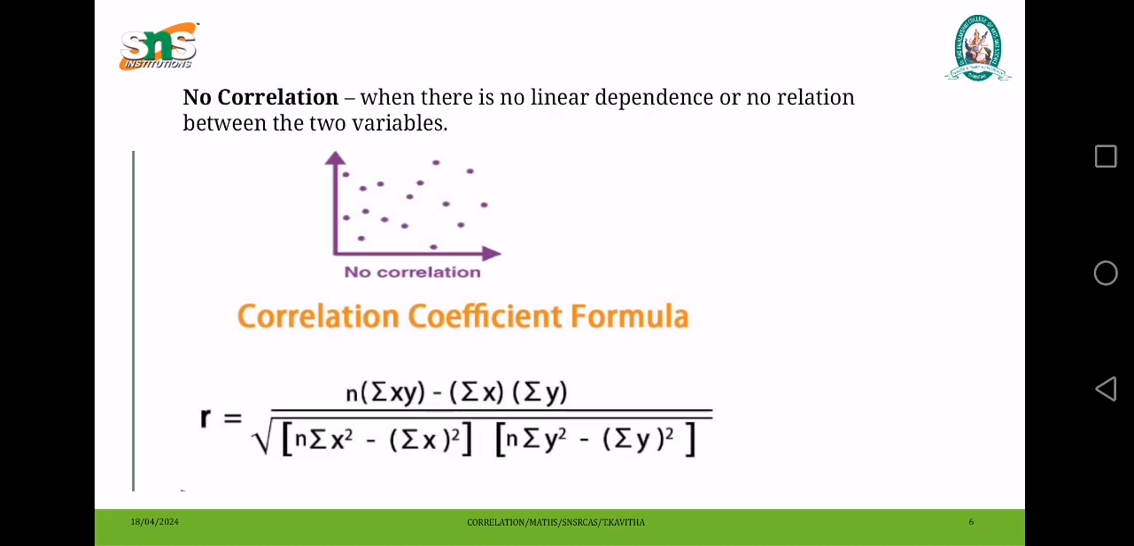Correlation coefficient formula. r is equal to n into summation of xy minus summation of x into summation of y, divided by root of n into summation of x square minus summation of x the whole square, into root of n into summation of y square minus summation of y whole square. The other formula is summation of x minus x bar into y minus y bar, divided by n into sigma x and sigma y.